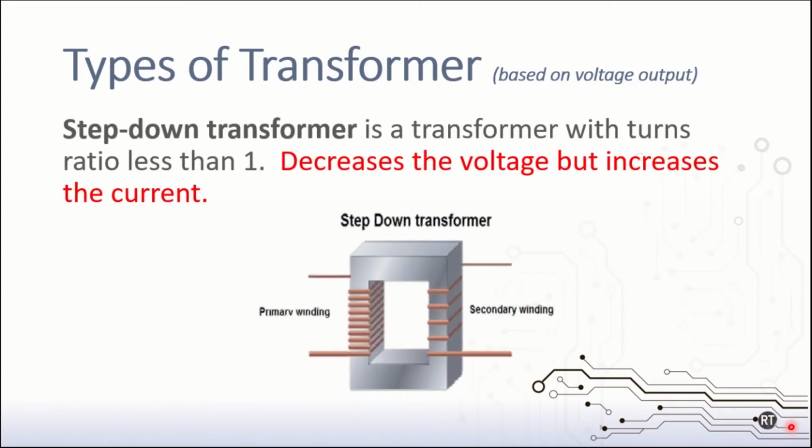The other type is the step-down transformer, which is a transformer that decreases voltage. It has a turns ratio lower than 1, which means that there are fewer turns on the secondary coil than on the primary coil. This decreases the voltage but increases the current.